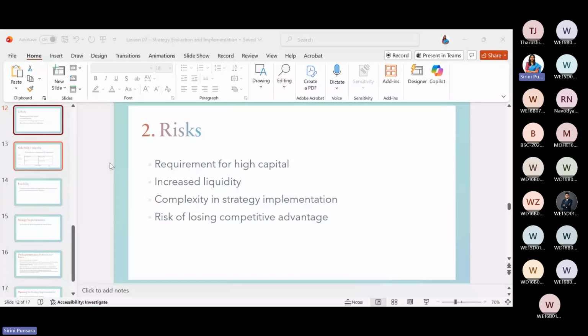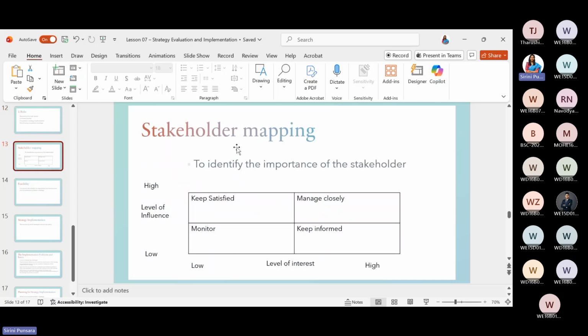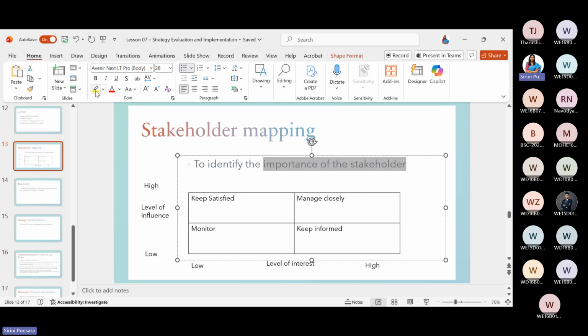So we were discussing the second factor, which is acceptability. There, I told you we will be using return, risk and stakeholder reactions, right? Then here there is something called stakeholder mapping. This also we can use to identify which stakeholders are more powerful, and which stakeholders are more interested toward the company. So to identify the importance of stakeholders, we are using this tool called stakeholder mapping.